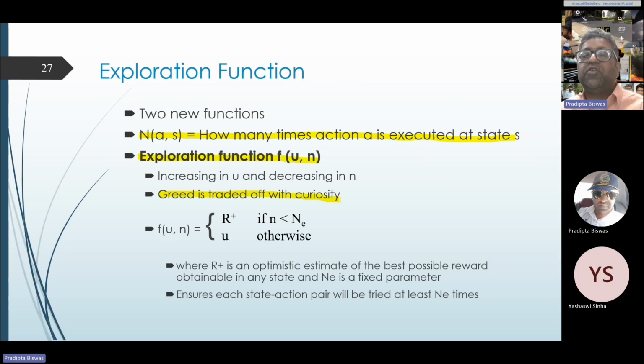Do not take the word greed in a bad sense. I will define this threshold value Ne. Maybe I will take the known action a threshold number of times, but beyond that, if I am coming back to the same state, I will explore something new. And this function allows me to do that.